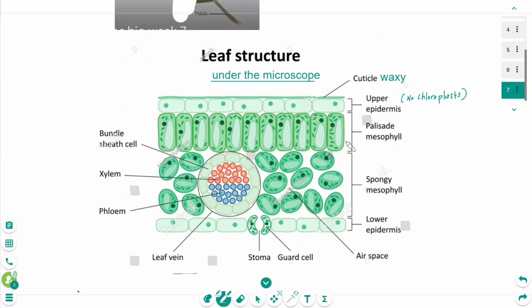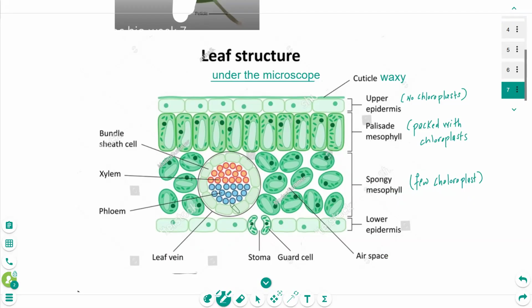The palisade mesophyll cells are packed with chloroplasts because they are the ones that are going to do most of the photosynthesis. Beneath that layer, we have some other cells known as the spongy mesophyll cells. They have few chloroplasts. And notice that they are not as tightly packed as the ones in the palisade mesophyll. They are more loosely packed because there are a lot of air spaces between them. So we don't want them in the spongy mesophyll to be packed.